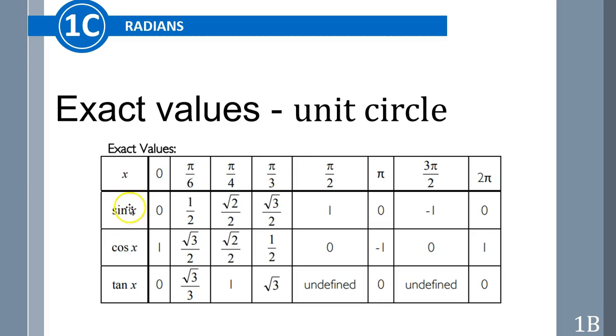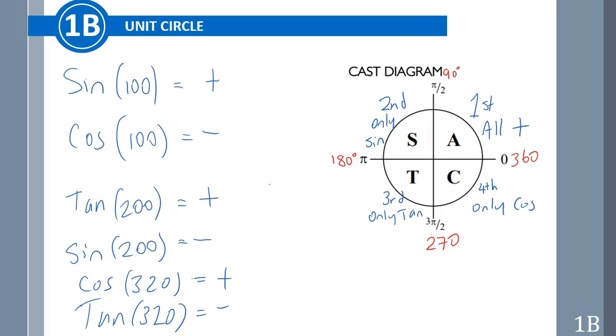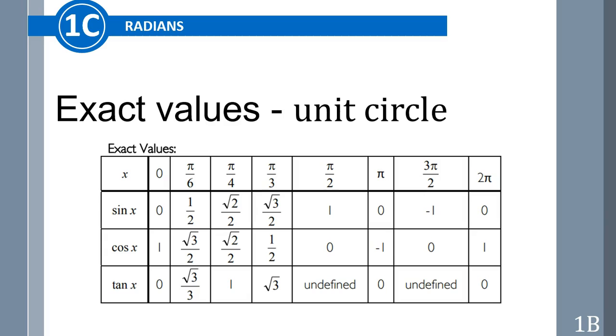So if you have sine of pi, which is a radian, your answer is 0. If you have sine of pi on 4, your answer is root 2 on 2. If you have sine of pi on 2, your answer is 1. So if you can get your degrees into radians, you can find what sine, cosine, and tangent are very quickly, and then you just have to look at your CAST diagram to decide whether it's going to be positive 1 or negative 1. That's where we're going.